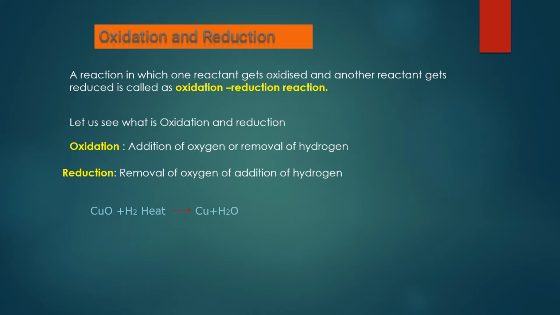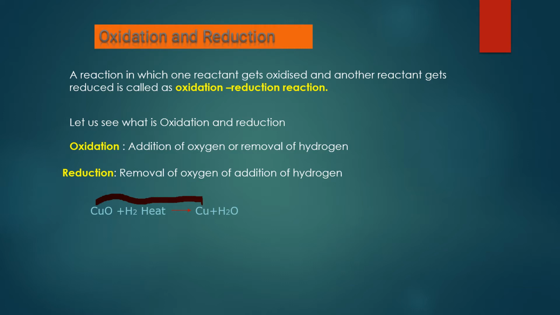Look at this equation. CuO, which is copper oxide, in the presence of hydrogen and heat, gets converted to copper plus water. Now have a look at what has happened to copper oxide. Copper oxide has got converted to copper. That means there is removal of oxygen. When there is removal of oxygen, the process is called as reduction.